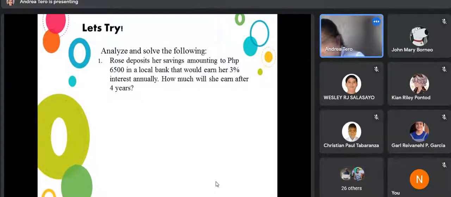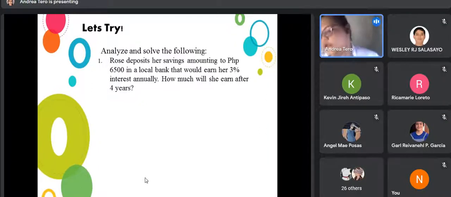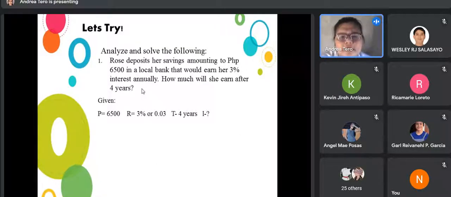Okay, where were we? Given: we have a principal amount of 6,500. The rate is 3%, or 0.03 in decimal. The time is 4 years. In this problem we are solving for the interest. The formula for the interest is P times R times T. We have P, R, T. The given, you just have to substitute.